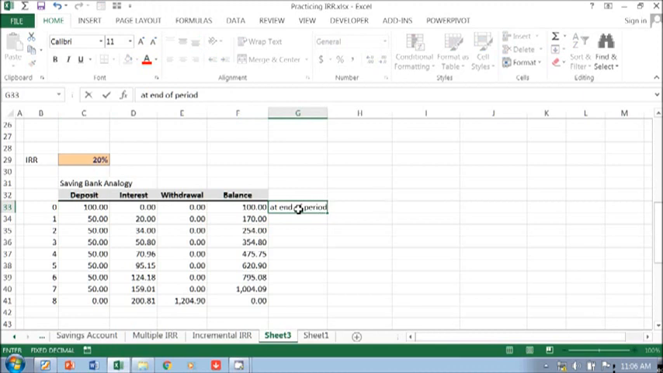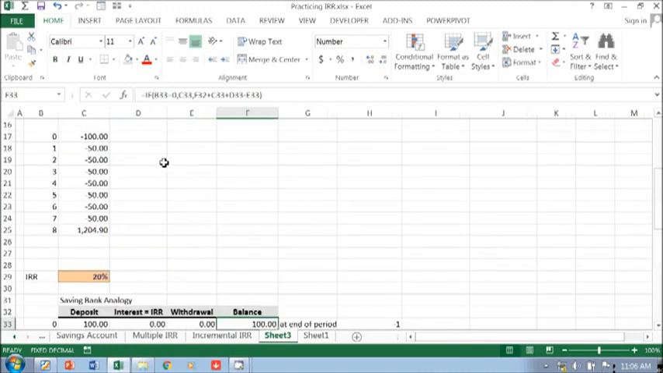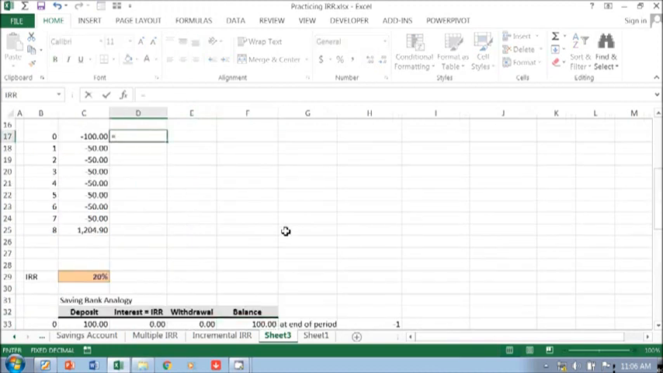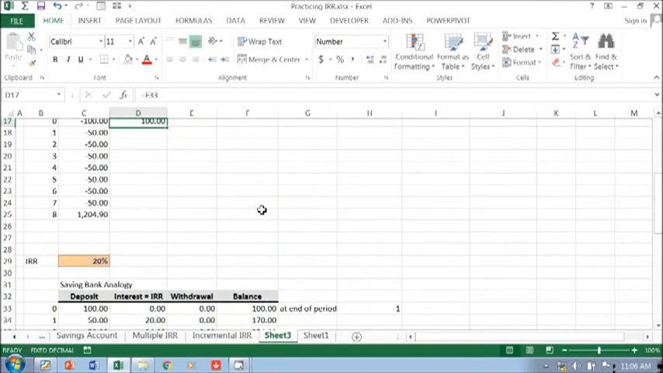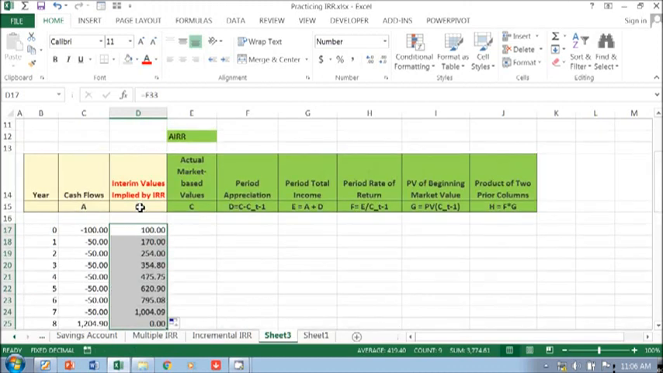So this is made at the end of the period. Then at the end of the first year, you invest 50 and you get 20% interest. So this interest is basically the IRR. Right, so I just move to here, copy it here and then copy it down. So this is your interim value.